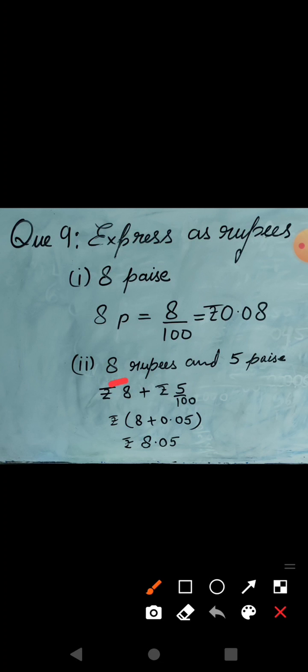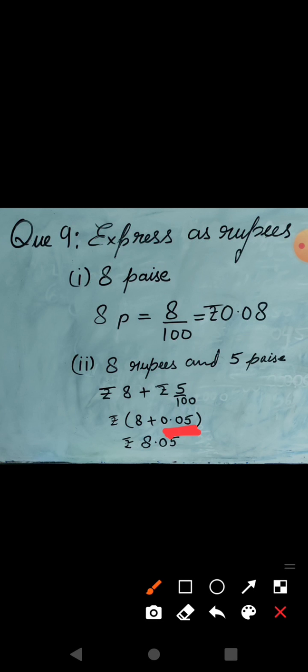Now the second one, 8 rupees and 5 paise, and we need to convert into rupees. So 8 is already in rupees, we will convert only 5 paise into rupees, and then we will add both. So we'll convert 5 paise into rupees, means smaller to bigger, so we'll divide by 100. After dividing by 100, it will be 0.05, as we had done many times.